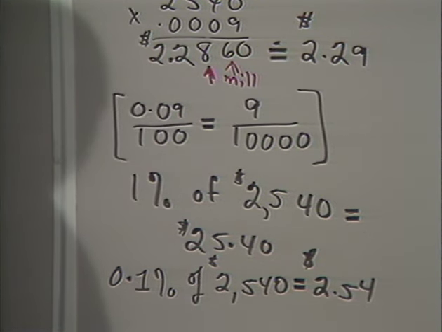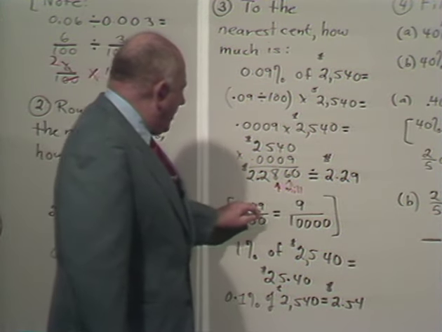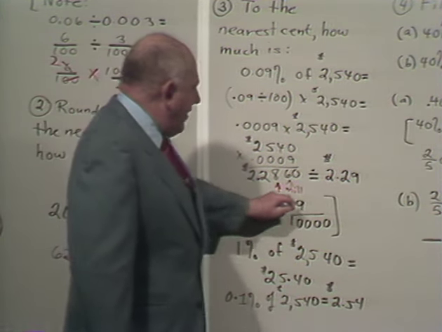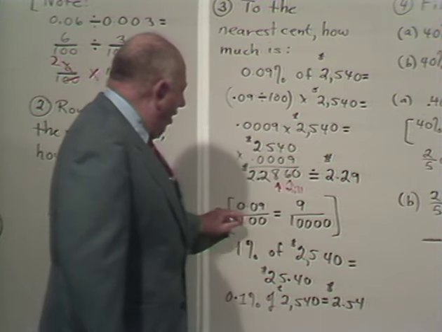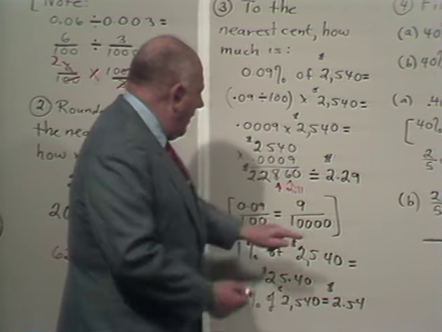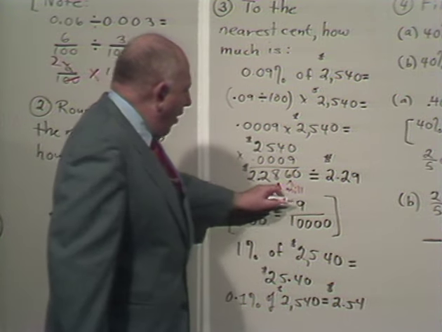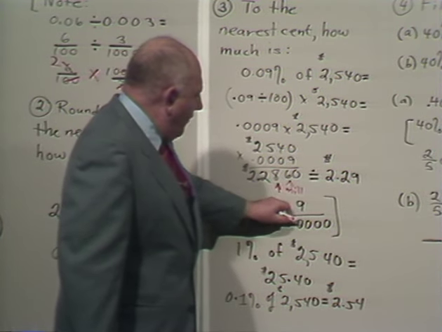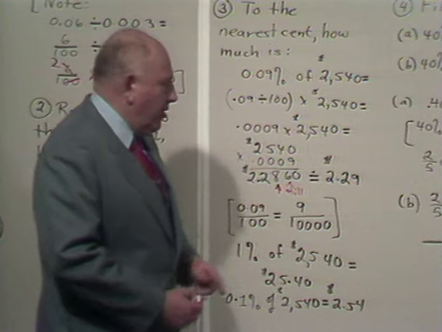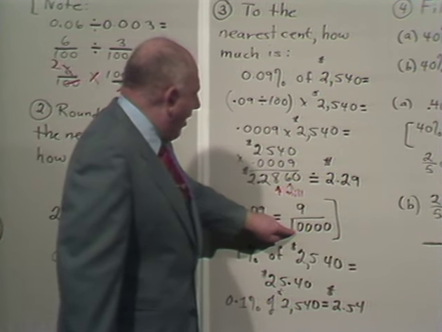How could I make this a whole number? By moving the decimal point 2 places to the right. But if I move the decimal point 2 places to the right here, that means I multiplied by 100. I also have to multiply by 100 down here. That means tacking on 2 zeros. Notice that this becomes 9 over 10,000, which is 9 parts per 10,000.